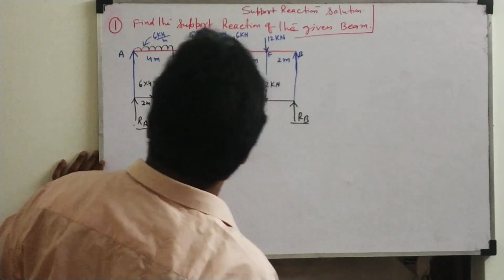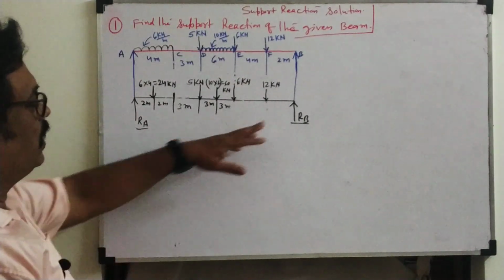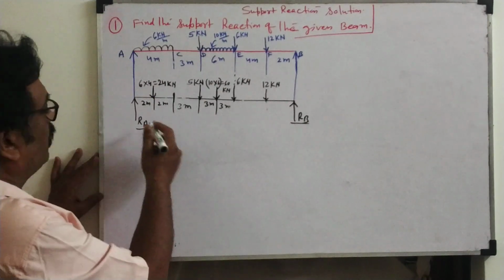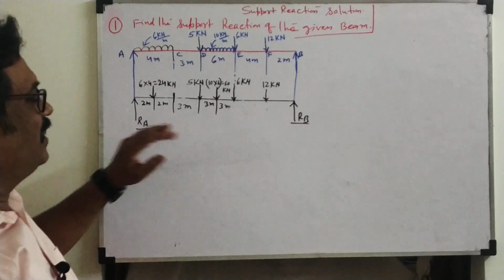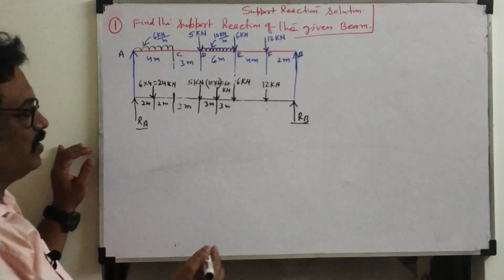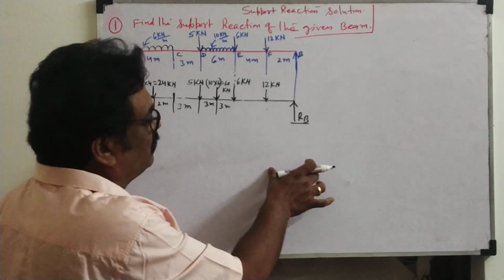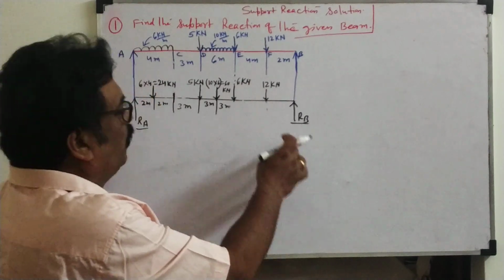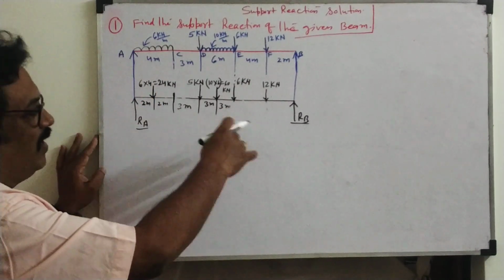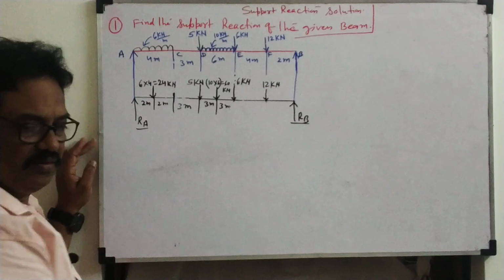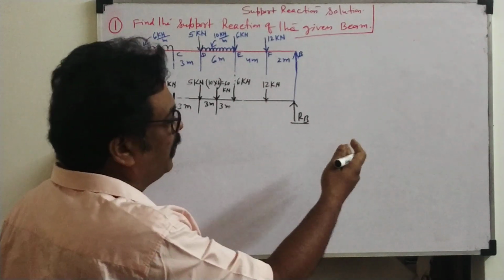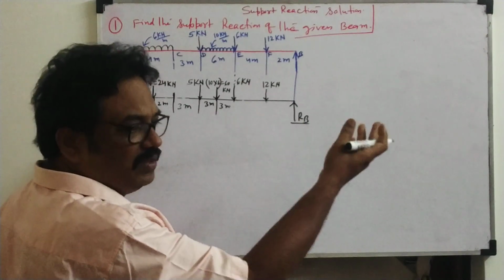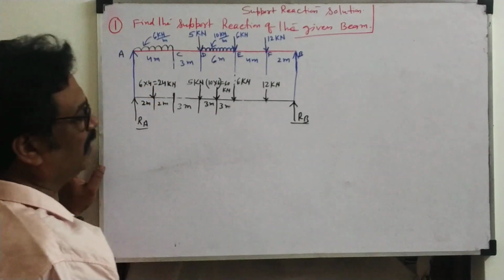Two equilibrium equations will apply. First check what type of load. This is a simply supported beam, so there are only two reactions and three equilibrium equations. So this is called a statically determinate beam. We already discussed that statically determinate means the number of support reactions is equal to or less than the equilibrium equations. Indeterminate means support reactions are more than 3, and then it's called statically indeterminate.